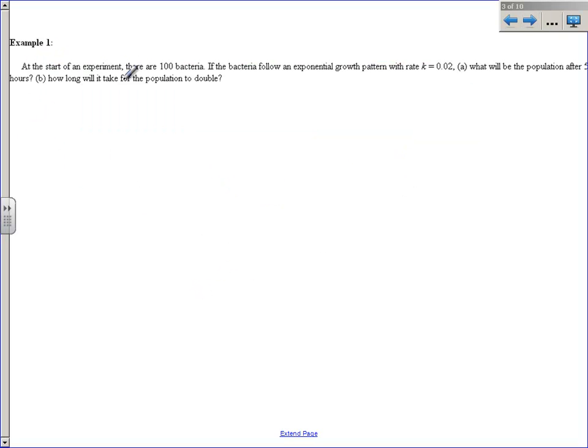It says at the start of an experiment there's 100 bacteria. That is like your N naught, your initial condition. If the bacteria follow an exponential growth pattern with rate k equals 0.2, so that tells you exactly what k is, A, what will be the population after 5 hours? Well, that formula is going to be pretty simple. We're just going to have N equals N naught times e to the kt power, and t is 5.